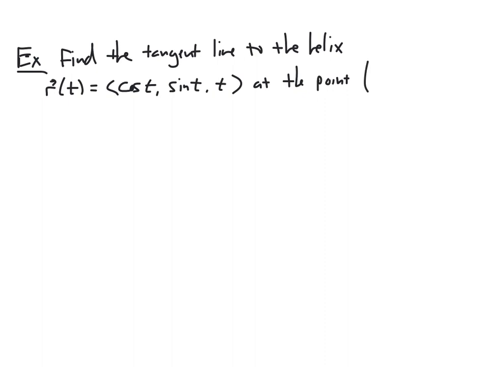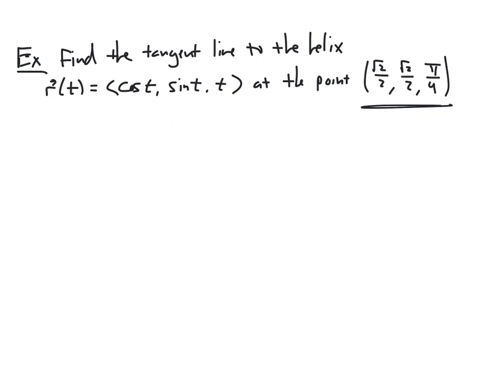At the point square root of 2 over 2, square root of 2 over 2, and pi over 4. All right, so in order to find a tangent line or a line in 3 space, we need to know two things. We need to know a point on the line, which we're given, right? And we need to know the direction of that line. Right? And so in order to do that, we're going to use the derivative vector.